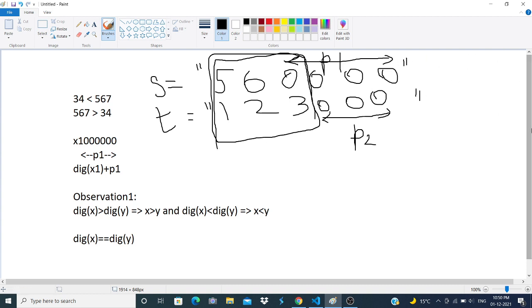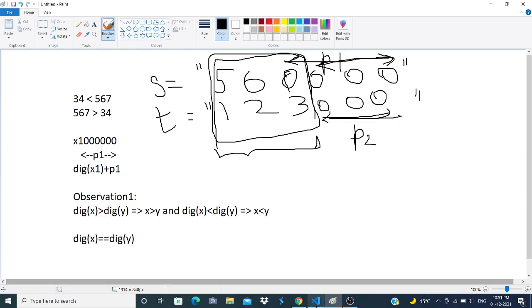Because after this p2, everything is 0, and here also everything is 0. So there is no sense of comparing them. We only need to compare this set of digits, right?